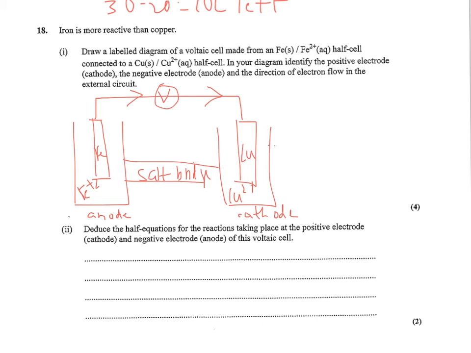Part 2 says deduce the half equations for the reactions taking place at the cathode and the anode. So if we start with the cathode first, I know at the cathode, that's the reduction, so Cu2+ is gaining 2 electrons to form copper solid. I could include the aqueous here. Whereas at the anode, I've got iron being oxidized to iron ion with 2 electrons.